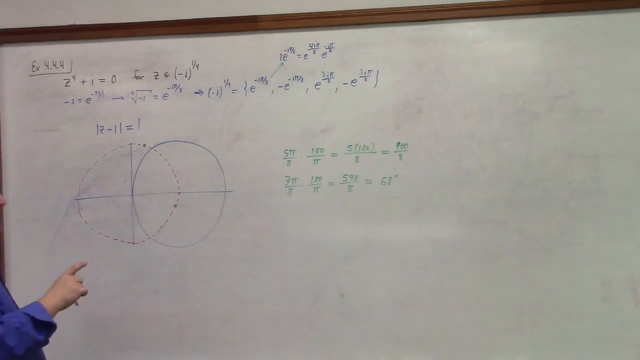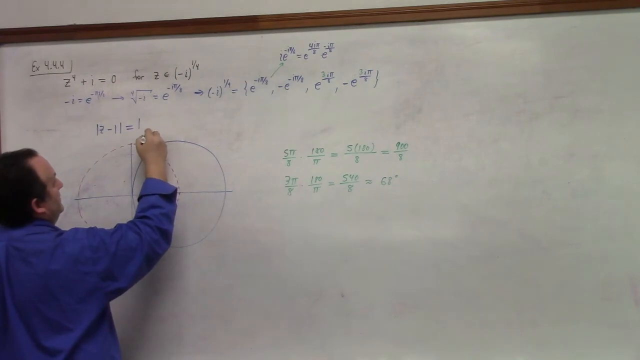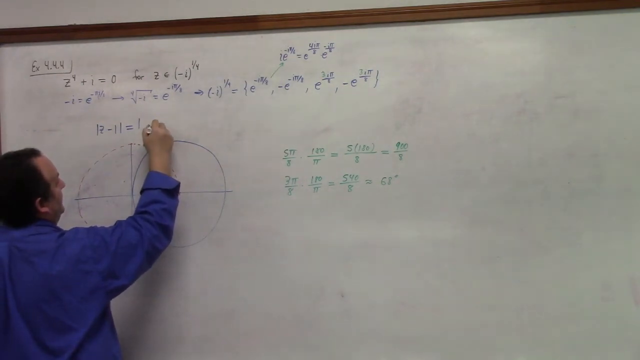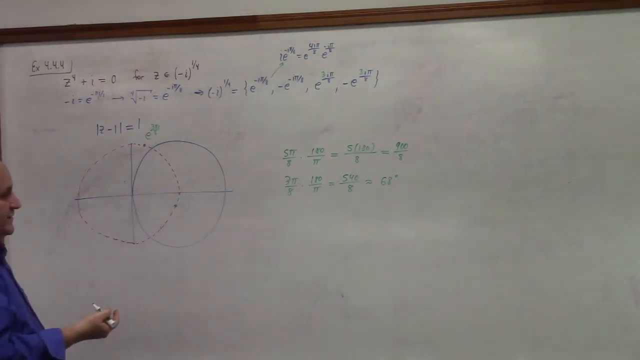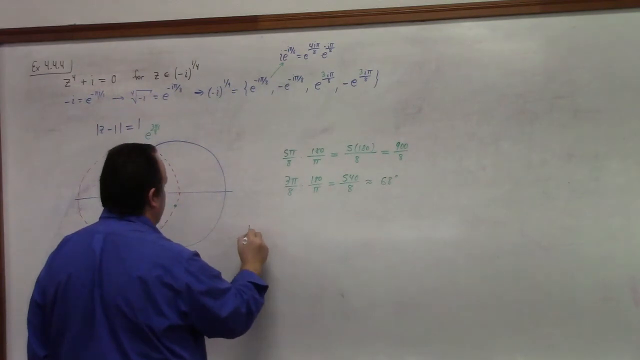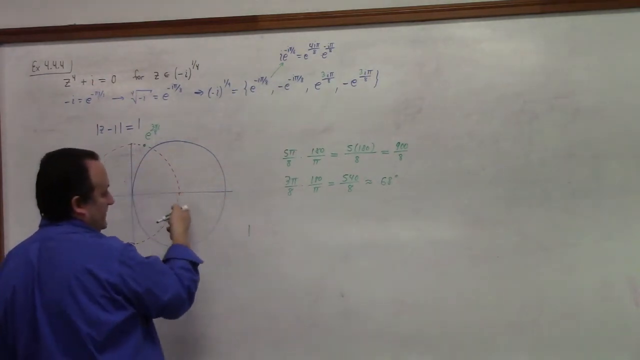If uncertain, how can we check whether or not this point, which is e to the 3 pi i over 8, is inside the circle? What do we got to do? We got to check the equations in the circles. The equations won't help us. We know it's on the unit circle.